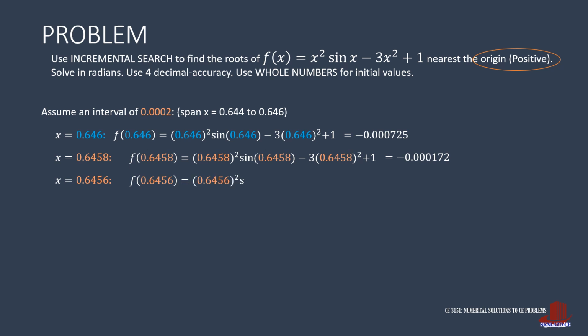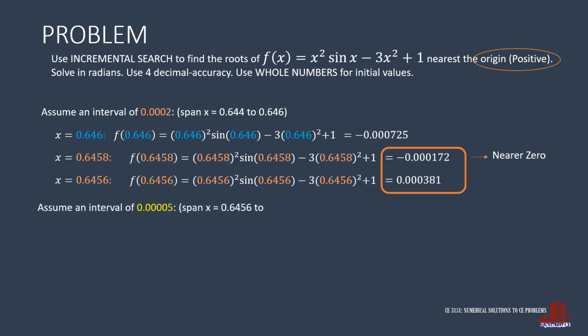The next increment is 0.6456, where the function becomes 0.6456 squared times sine of 0.6456 minus 3 times of 0.6456 squared plus 1. And this gives 0.000381. Having this as a positive means that the iteration for this increment is concluded, and we use x of 0.6458 for the next iteration.